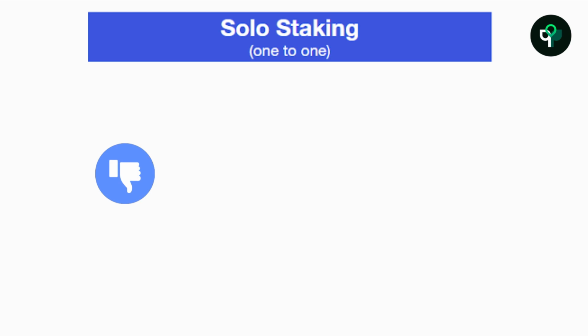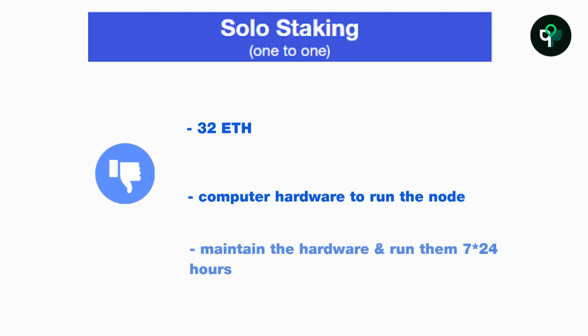The benefits have been discussed, and now for the downsides. The disadvantages of solo staking are that you need to have 32 ETH yourself before staking and need to buy computer hardware to run the node. In addition, you need to maintain the hardware and client software you use yourself and run them 7 times 24 hours. If there are any mistakes or if you don't pay attention to upgrade and vulnerability issues, causing the computer to stop working, you will be punished.